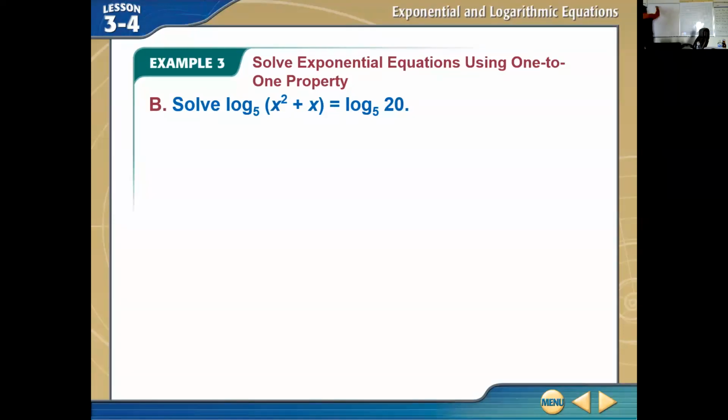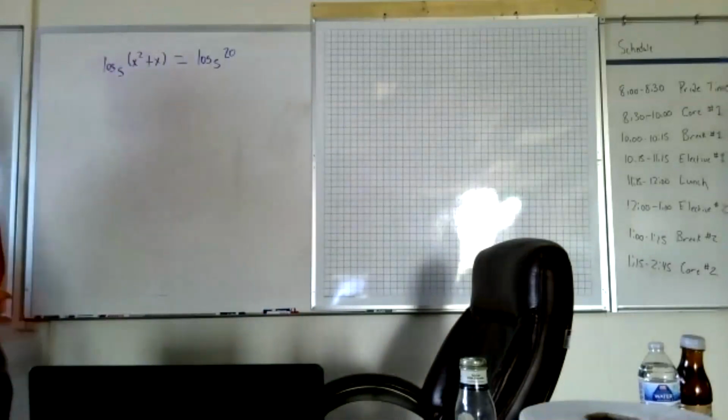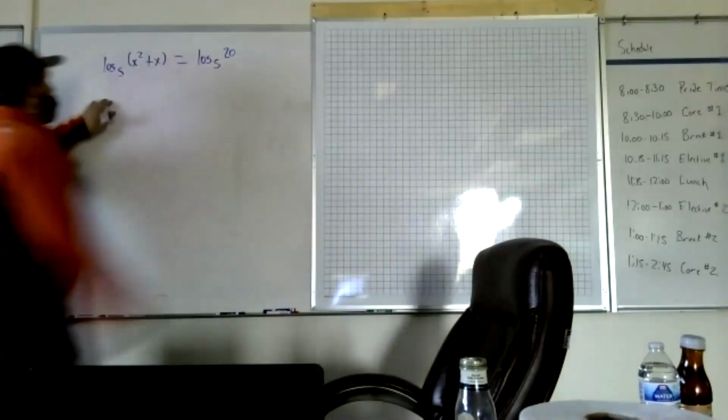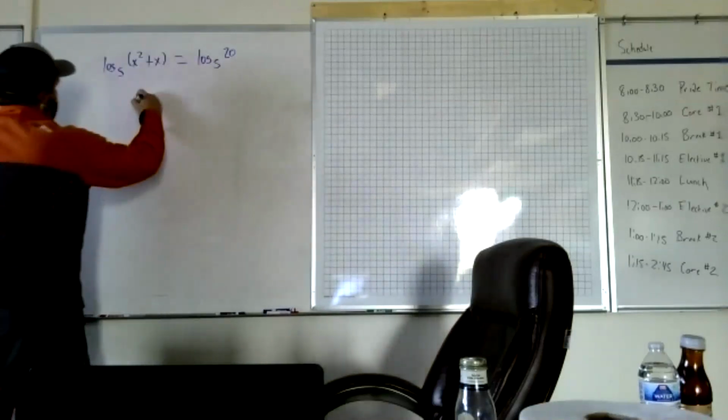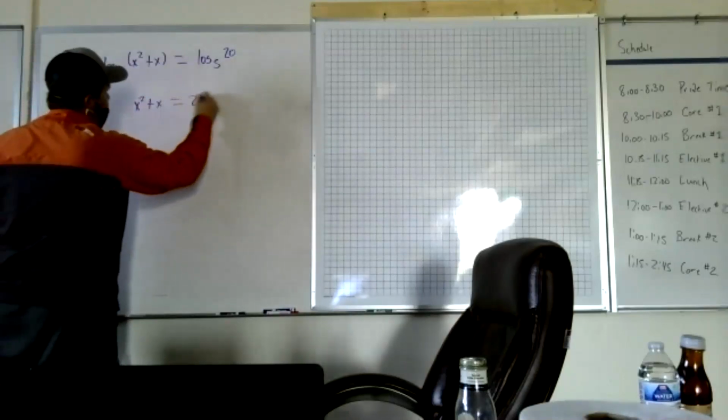All right, so I have log base 5 of x squared plus x is equal to the log base 5 of 20. Okay, so like I said, it's already in a format where the 1-to-1 property kicks in. So I don't have to alter these at all. So I can just really rewrite them, dropping the logarithms. So x squared plus x is equal to 20.